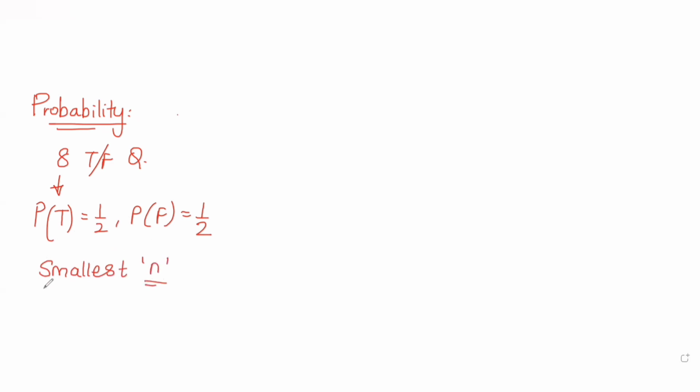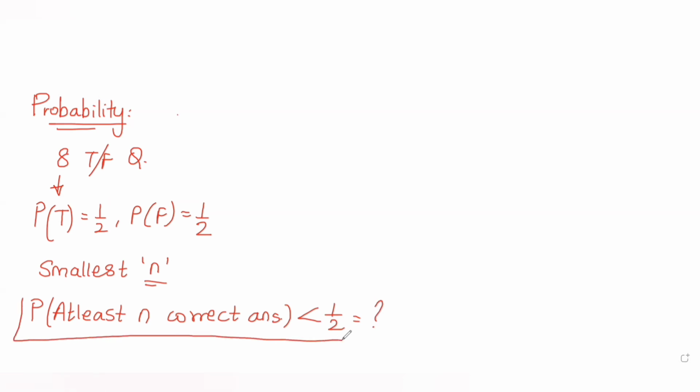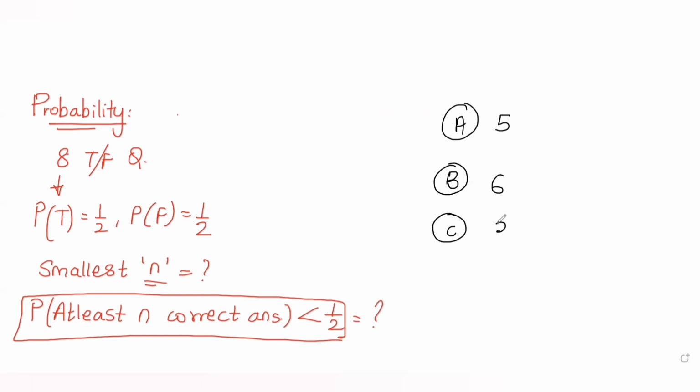Now we have been asked: what is the smallest value of n so that the probability of guessing at least n correct answers is less than half? So we need to figure out the probability of getting at least n correct answers being less than half, and find the smallest value of n that satisfies this. The answer choices given are 5, 6, 3, and 4. We need to figure out which one is the correct answer. So let's see.